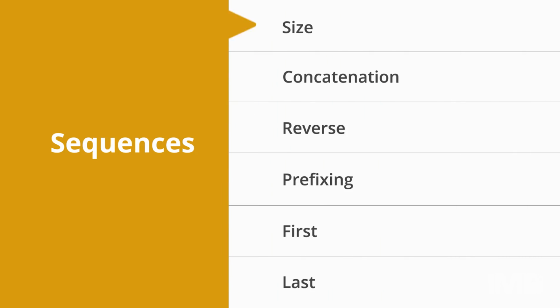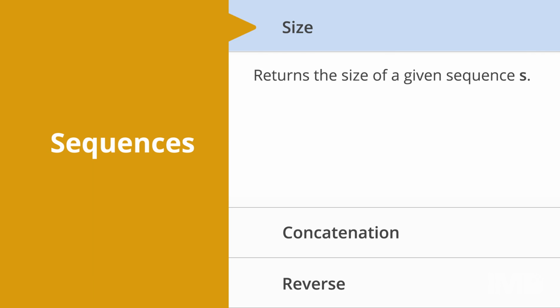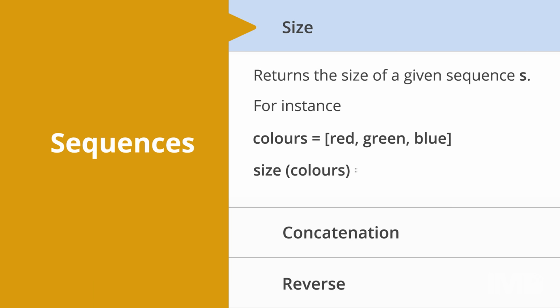Furthermore, sequences may have repeated elements. For example, S can be defined as the sequence containing the elements A, B, and A. Some operations on sequences are: size of S returns the size of a sequence S. For instance, in our example, the size of the sequence colors equals 3.